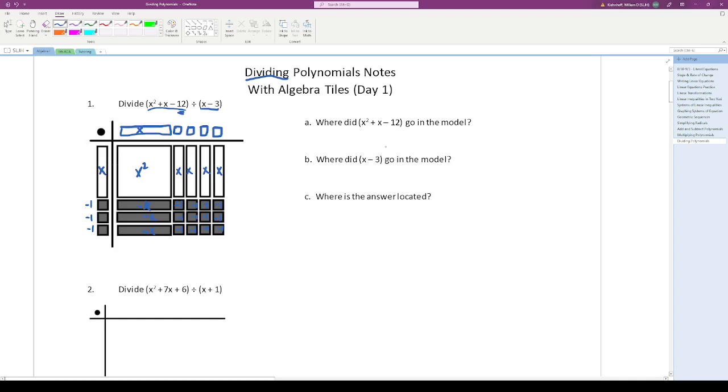So the x squared plus x minus 12 went in the lower right. That's our product. The x minus 3 went on the left. That is our first divisor. And the thing that we get, our quotient, goes on top. So the product is lower right, the divisor goes on the left, and our answer goes on top. So this one was already filled out.